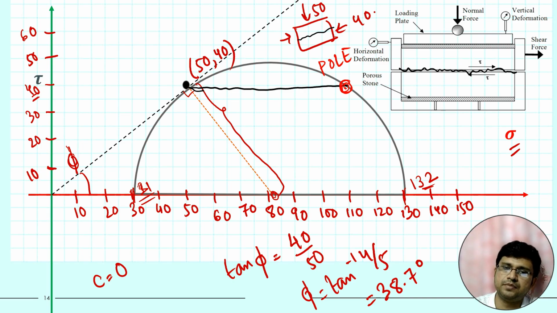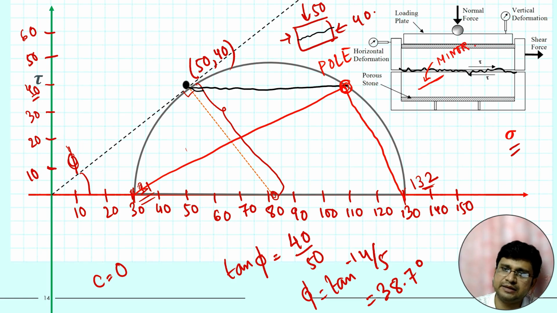So minor principal stress is 31, major is 132. We know the values from the Mohr-Circle. If we connect these 2 points with the pole, then we will get the plane. If we draw one plane parallel to this line, this is the plane of minor principal stress. And if we draw one plane parallel to this line, because this is connecting the pole with the major, then this will be the plane of major principal stress.